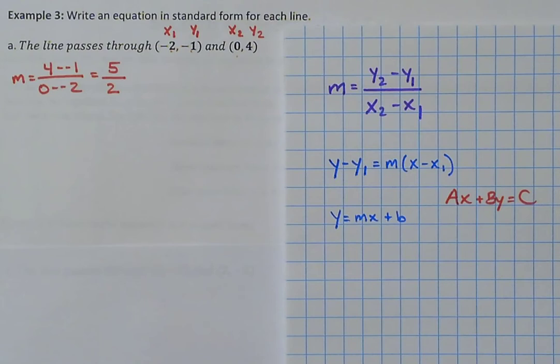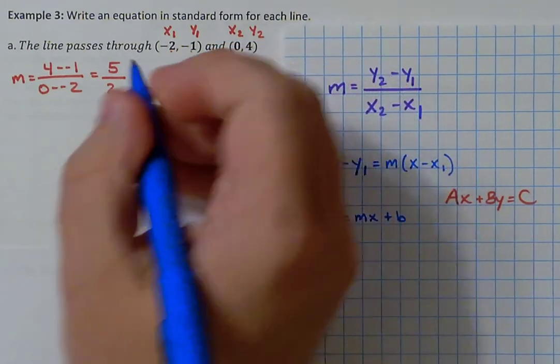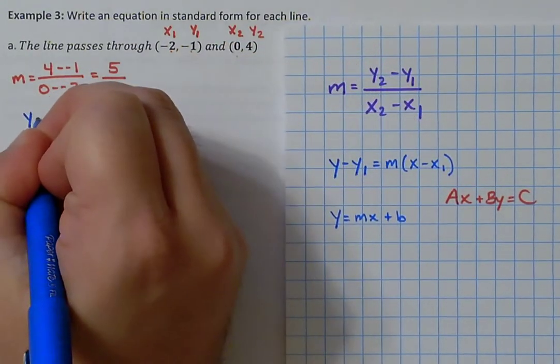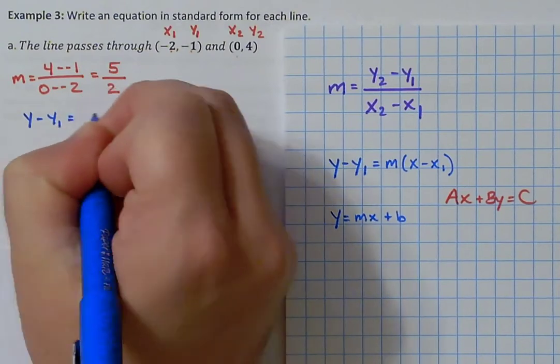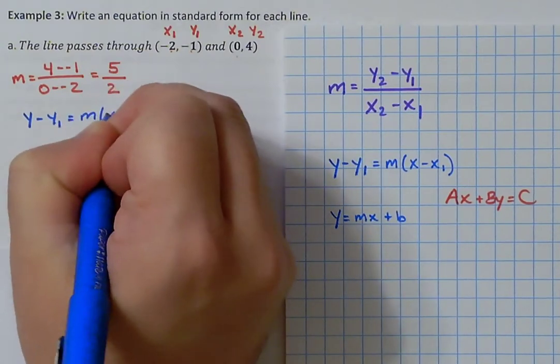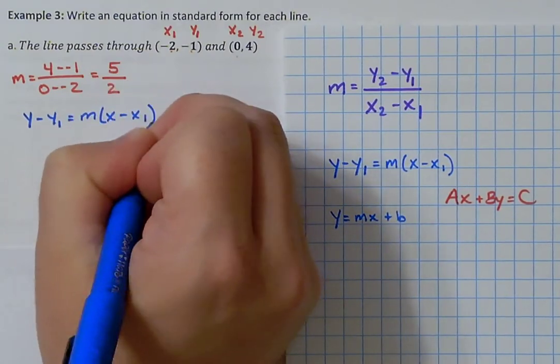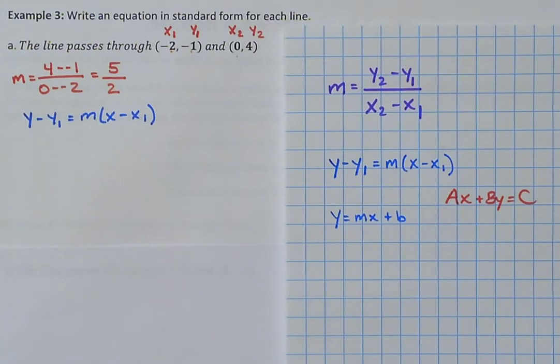All right, for this one, I am going to use point slope to show you. The next one, I will use slope intercept, the y equals mx plus b. So I'm going to start with y minus y1 equals m times x minus x1. So that is going to be my starting point.